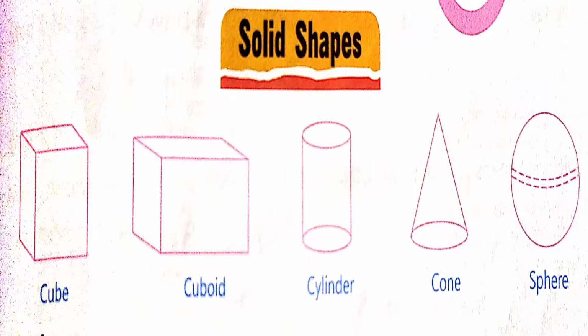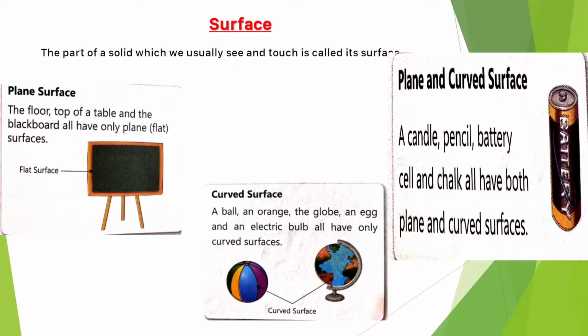And the next is the solid figures. These are some solid figures that are given here: cube, cuboid, cylinder, cone and sphere. Okay, so these figures are familiar to us. We can discuss more about it. Next one is the surface. The part of a solid which we usually see and touch is called surface. An object may have different types of surface. So let's learn the surface.